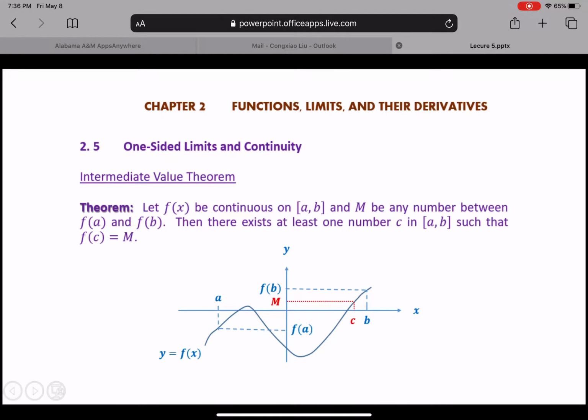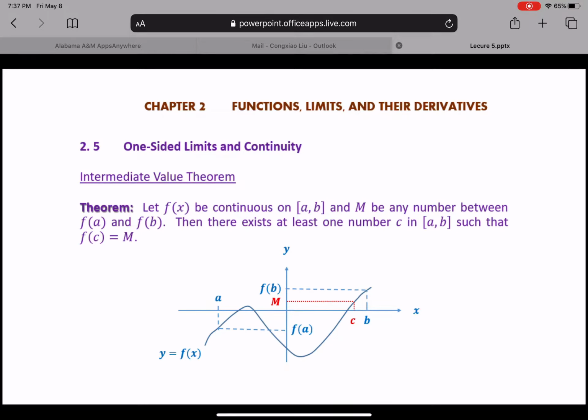Okay, so for continuous functions, we have an important theorem called the intermediate value theorem. The theorem says, let f(x) be continuous on a closed interval from a to b. So we got a continuous curve in the graph. And m is any number between f of a and f of b.